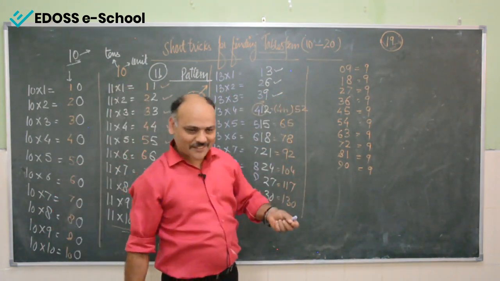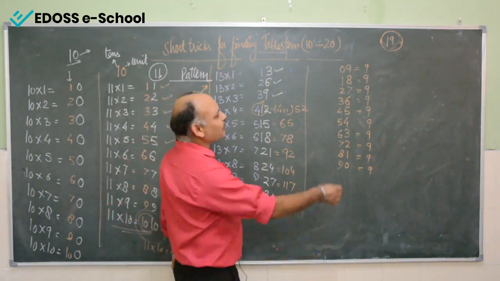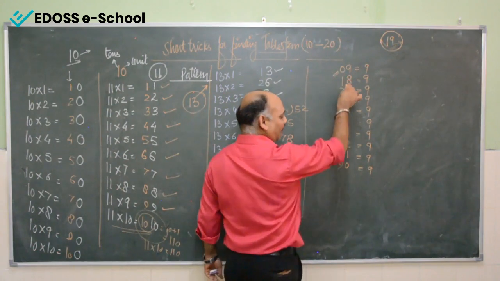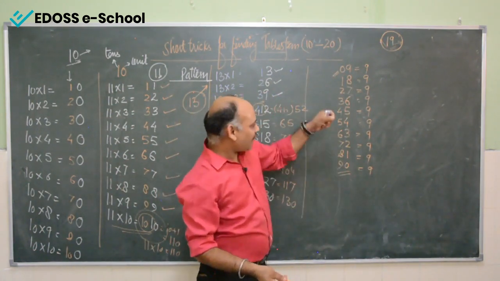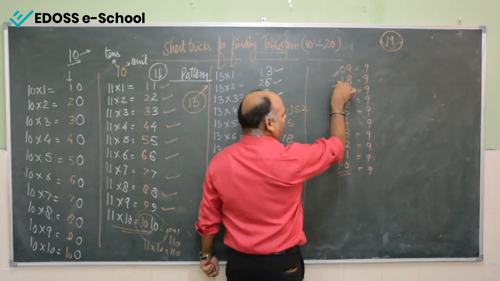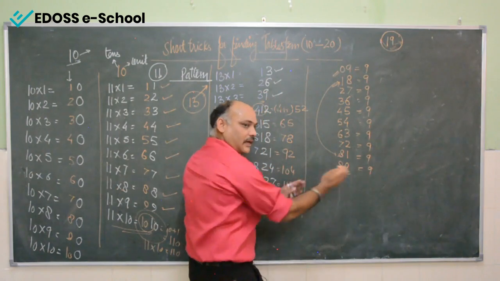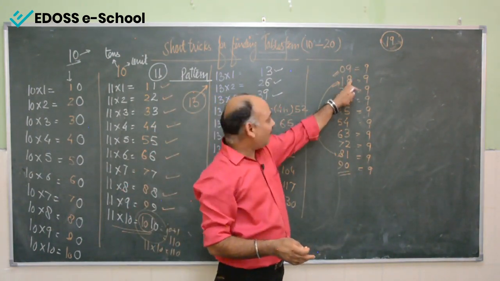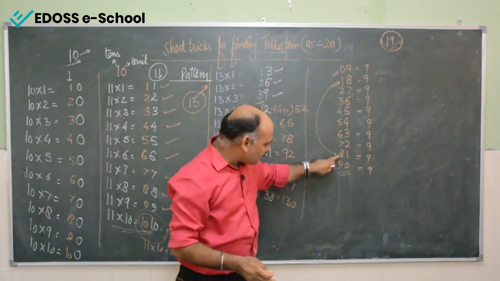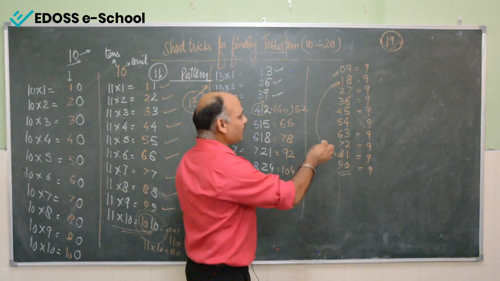The table of 9 is. Now, one thing I have observed about the 9: the first number is 09 and the last number is 90, which means they are reverses. The second number is 18 and this one is 81. The digits are interchanged. Here the ones place is 8 and the tens place is 1, and in this case the ones place is 1 and the tens place is 8.